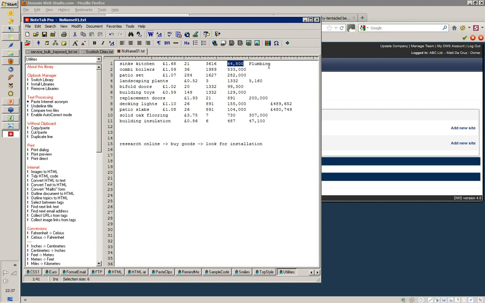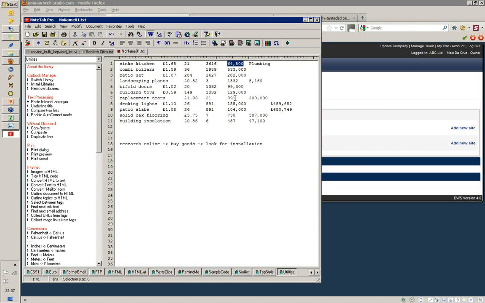Do you need your kitchen replaced? Fill in this form now. Combi boilers. In the UK, they have boilers that will heat up their water and the central heating. There's nearly 2,000 searches on that a day. It's under 500,000 competing pages, so it's not that much. Patio sets, that's the summertime stuff.